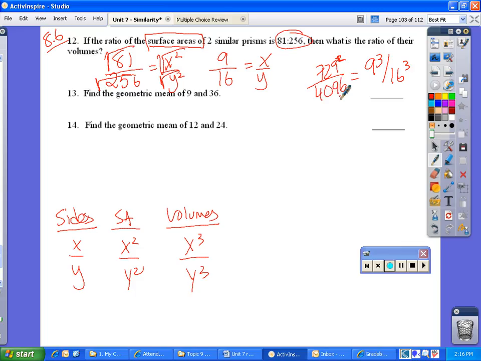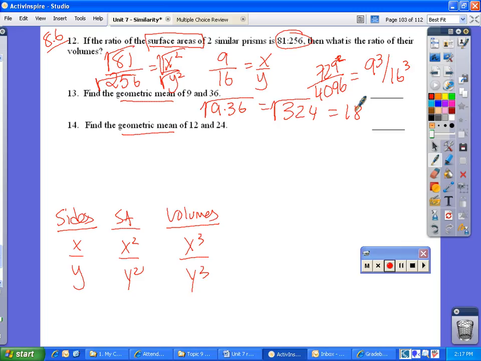All right, numbers 13 and 14, these are all about geometric mean. We learned that if we wanted to find the geometric mean between two numbers, we simply had to multiply those numbers, so 9 times 36, and take the square root. So if we multiply 9 times 36, using your calculator, we get 324. And the square root of 324 is 18.